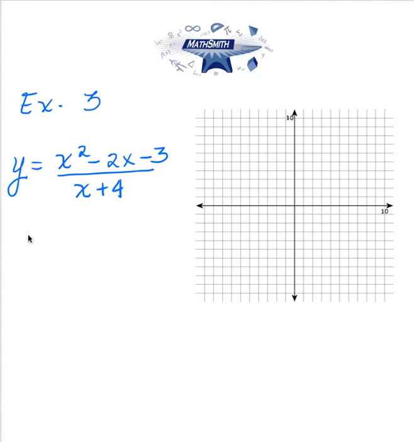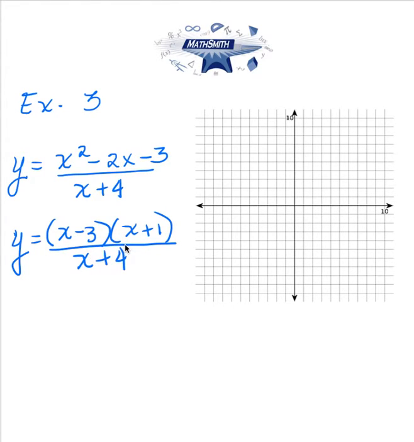But we've got to try to simplify our polynomial first. So let's look at the numerator. Is this factorable, the numerator? Yeah, because there are factors of -3 that combine into -2. What are they? Well, they're -3 and +1. So this factors into that. All right, and now I've got x plus 4. Okay, and as you can see, I don't have any common factors, so that's a check on that.